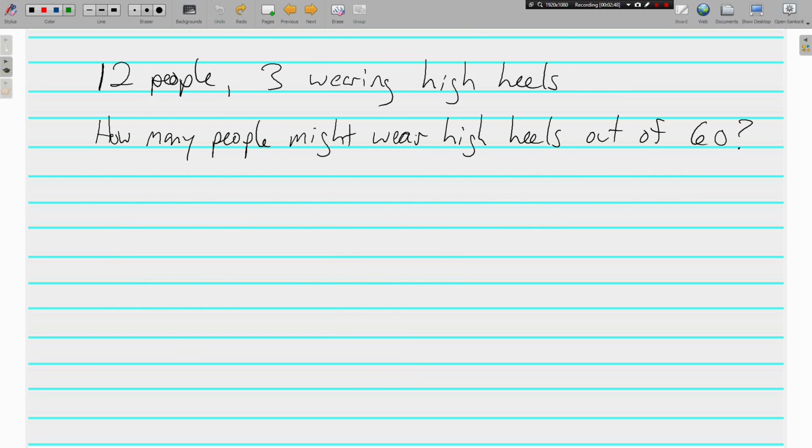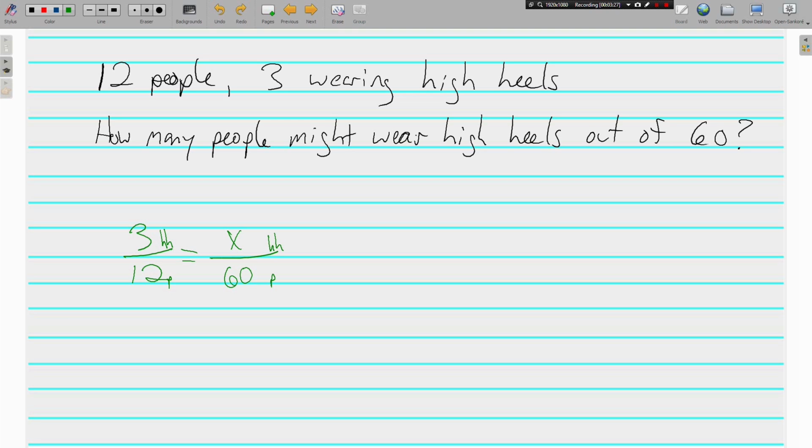There are 12 people. 3 of them are wearing high heels. How many people might be wearing high heels out of 60? Okay. Proportion. We've got 12 people. Let's see, I'll put P for people. And 3 are wearing high heels. How many people might be wearing high heels out of 60 people?